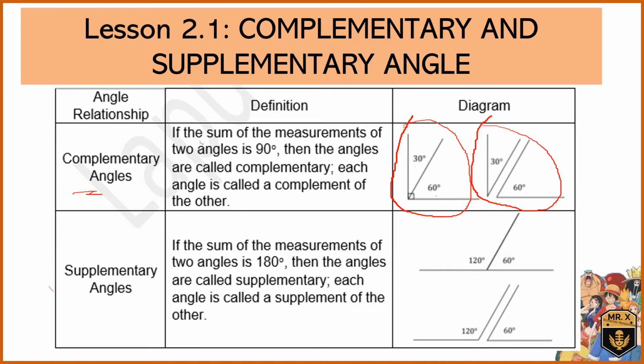Supplementary angles is the relationship between two angles if the sum of the measurements of those two angles is 180 degrees. Okay, for example, we have two angles here, 120 and 60. Their sum is 180 degrees. So these angles are called supplementary angles.